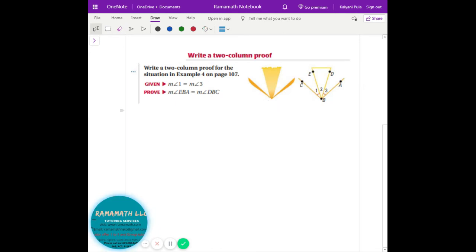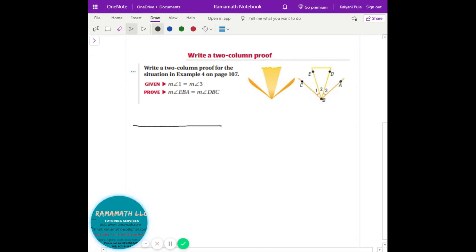So we have this example from the last lesson, but we're using it here. So whatever is given and then what we have to prove. If you look at this one, we need to write a two-column proof. What's given is measure of angle 1 and angle 3, they're the same. What we need to prove is angle EBA is the same as angle DBC. Okay, so that's what we're going to prove by using the two-column proof.